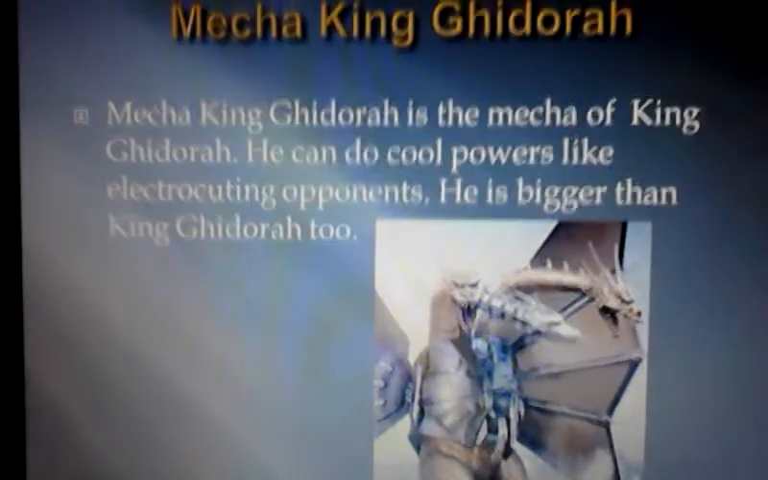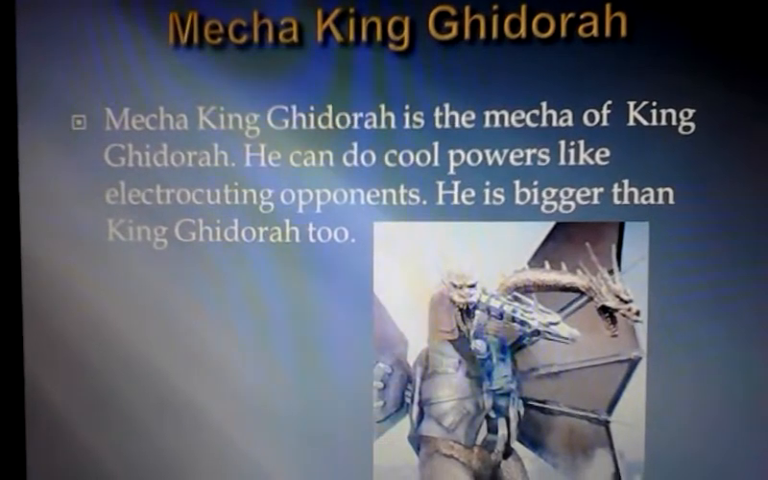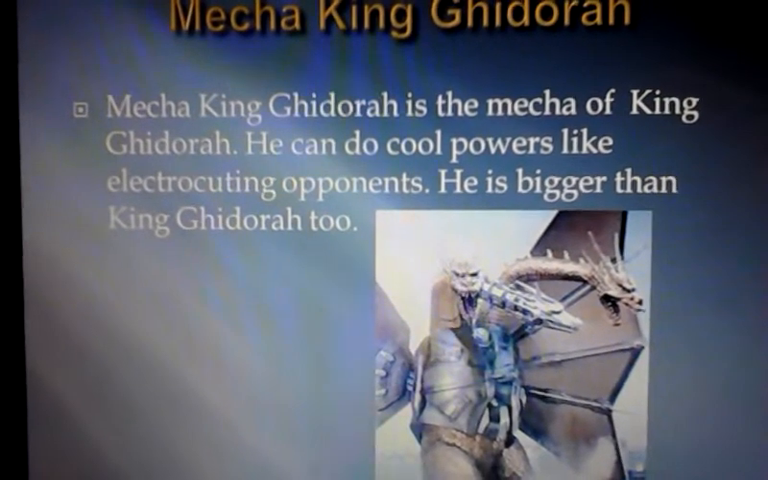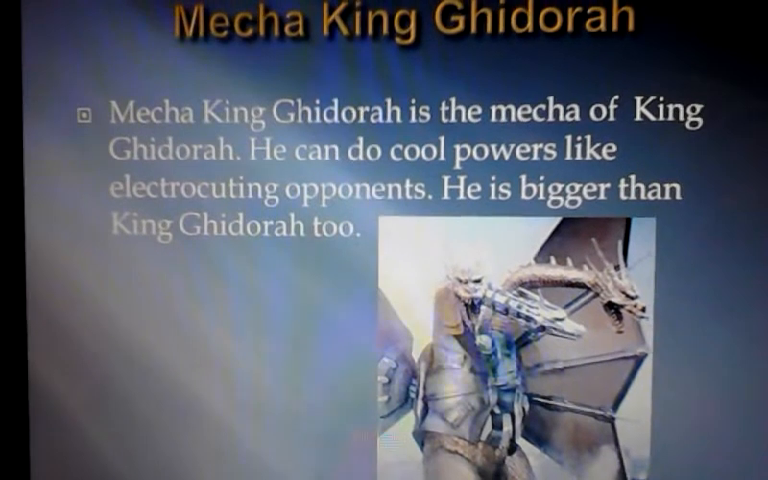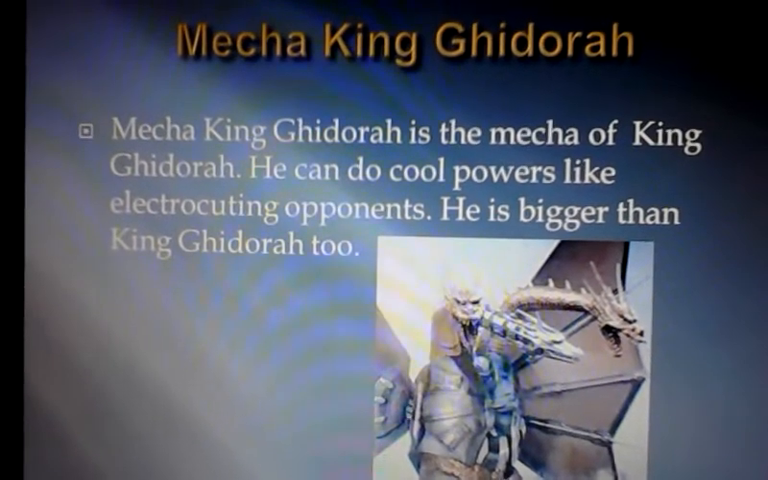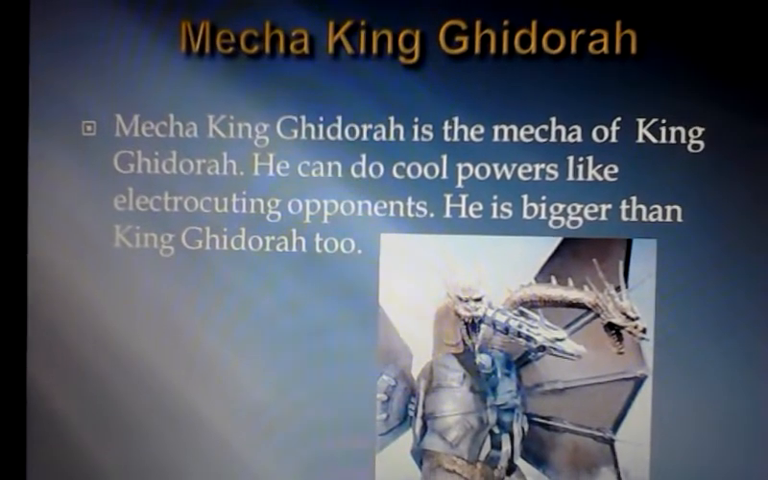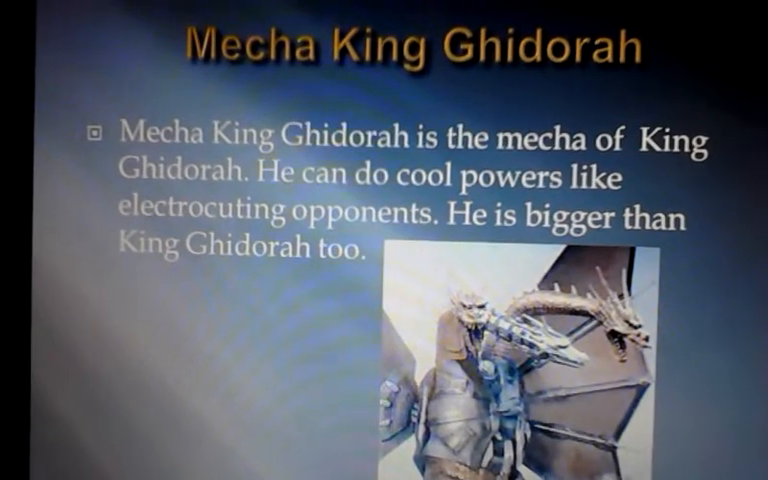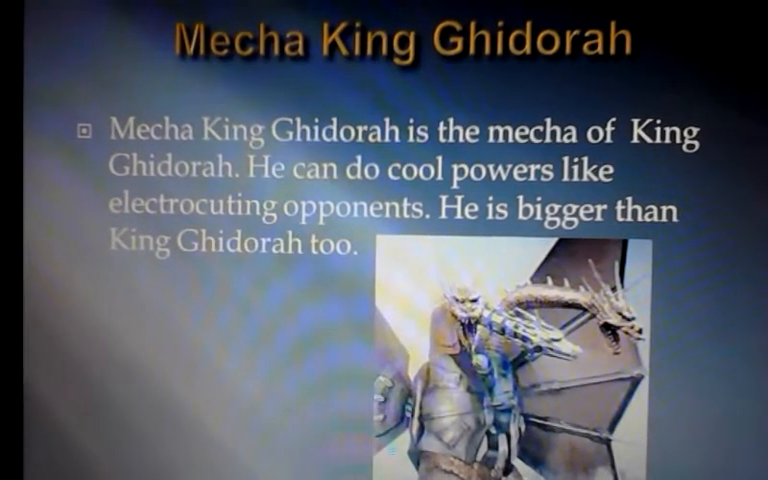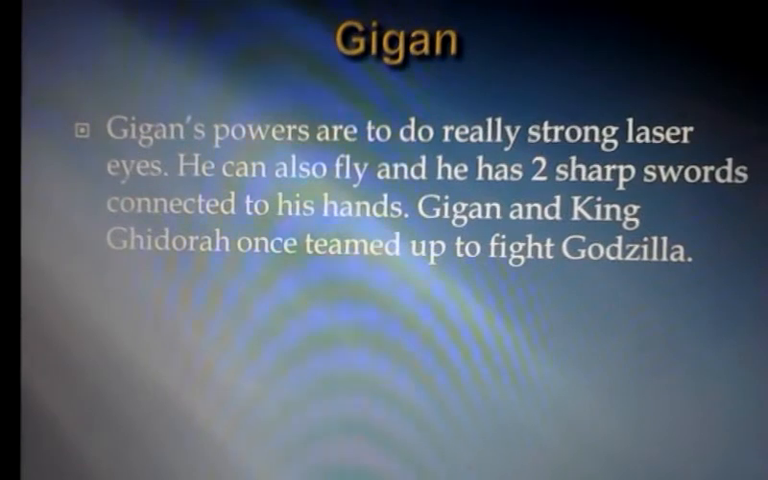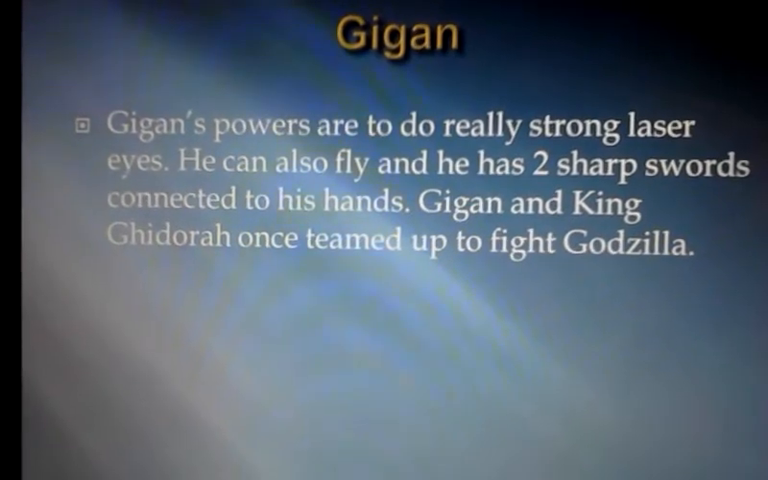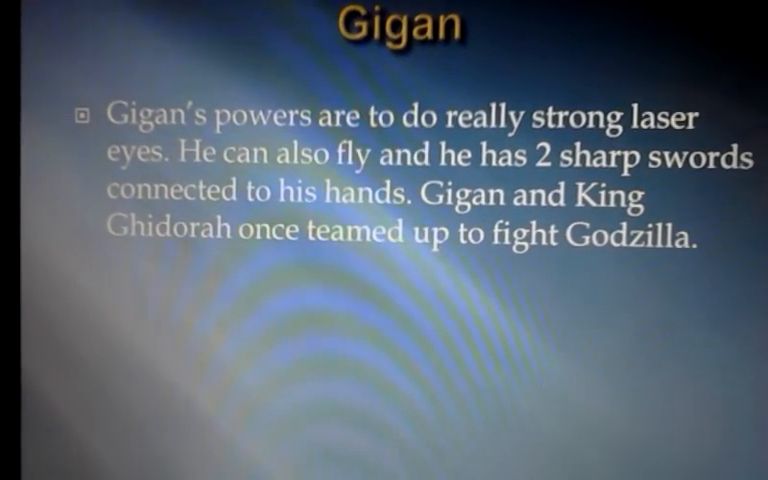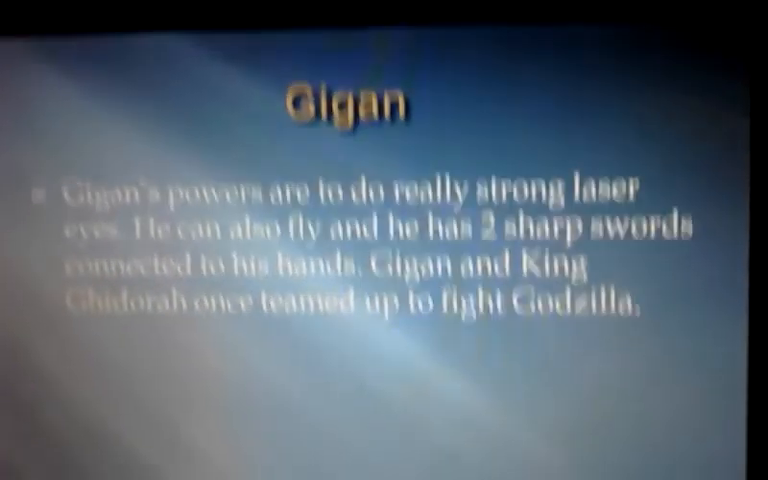This one is Mecha King Ghidorah, another monster. Since there's a Mecha Godzilla, there's also a Mecha King Ghidorah. And he defeated King Ghidorah in a battle because he's a lot bigger and stronger and has more powers. And he's part regular King Ghidorah and part robot. And that animation was called Checkerboard.